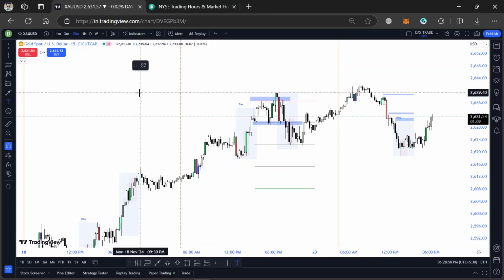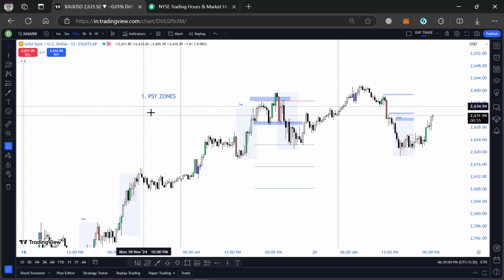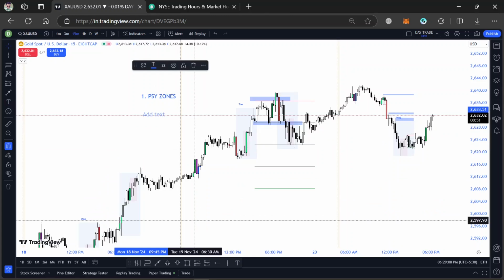And the second point is, let me just write this out, right? The first point would be the psychological zones, right? And the second point, let me just do the second point. The second most important point would be the volume. Okay, so let me just do that as well.